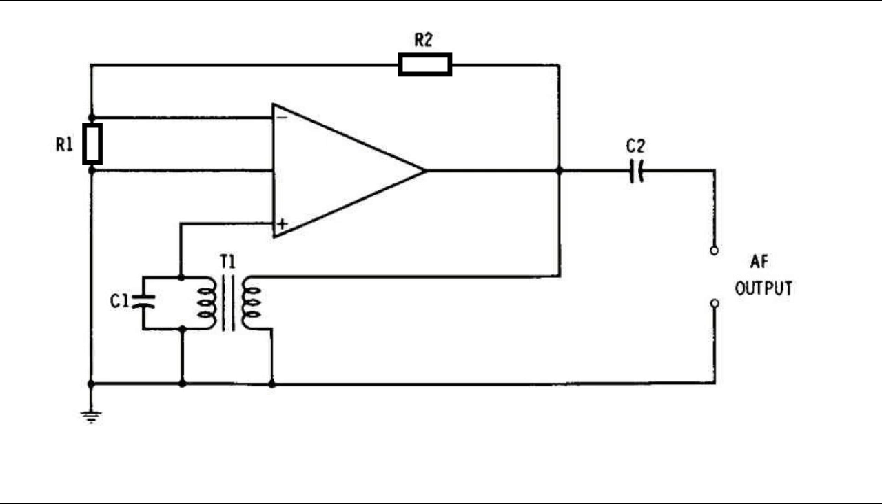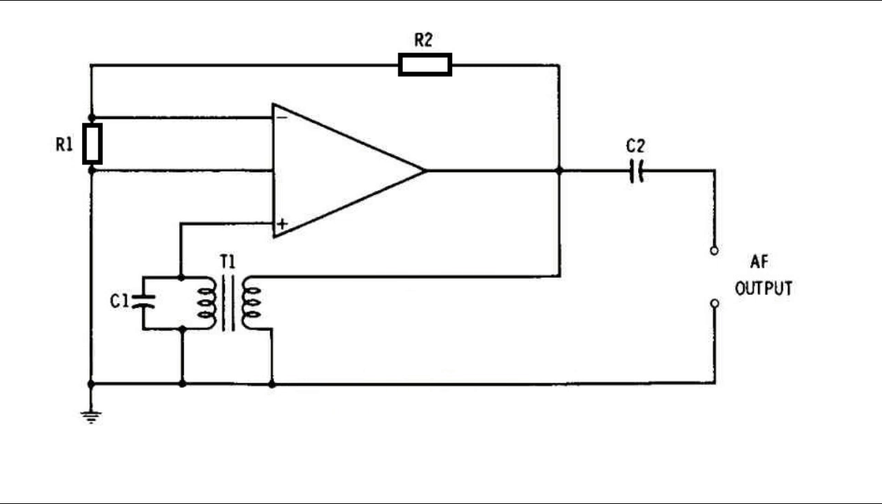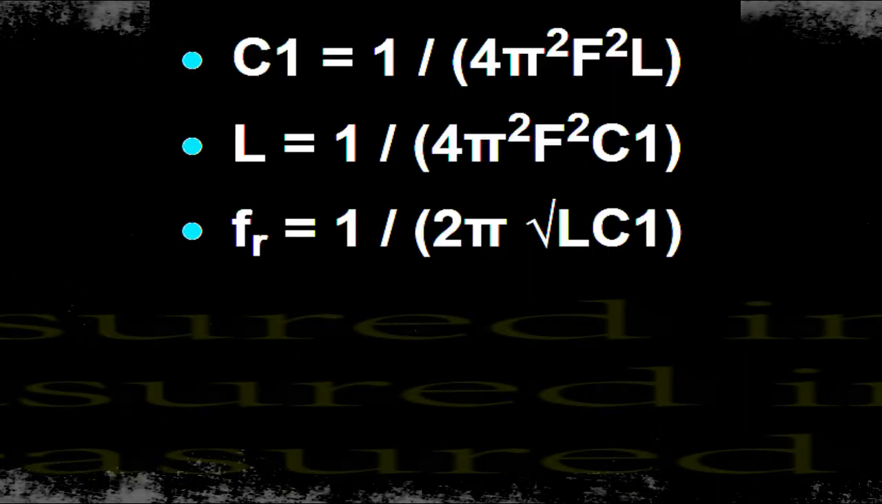In this oscillator setup, transformer T1 provides the positive feedback to the non-inverting input of the op-amp. T1 can be any form of small transformer. The frequency of oscillation can be calculated through the capacitance C1 and the inductance L of the L1 transformer winding. The given formulas can be used.